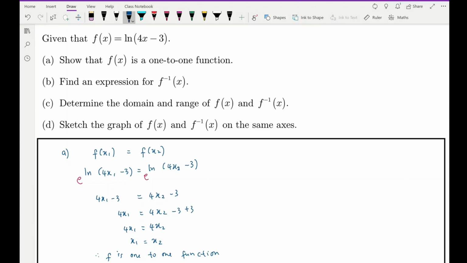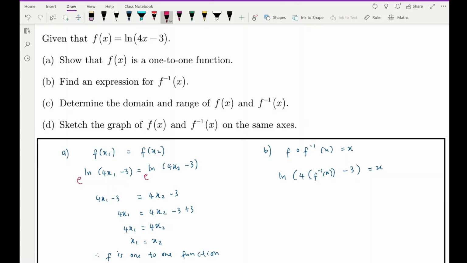Okay, question B. Find an expression for f inverse. By using the property f of f inverse x equal to x, we substitute f inverse into f. So we can get ln of 4 f inverse x minus 3 equal to x, and then make f inverse the subject.